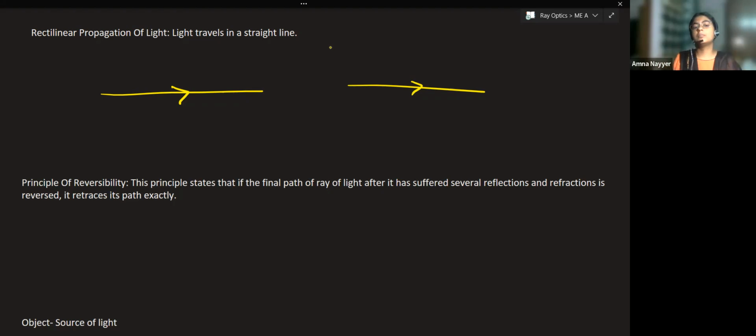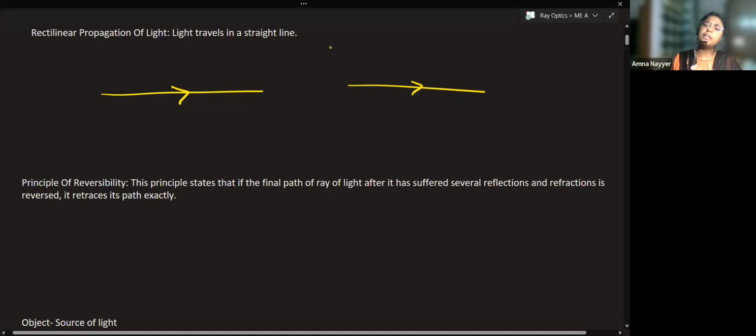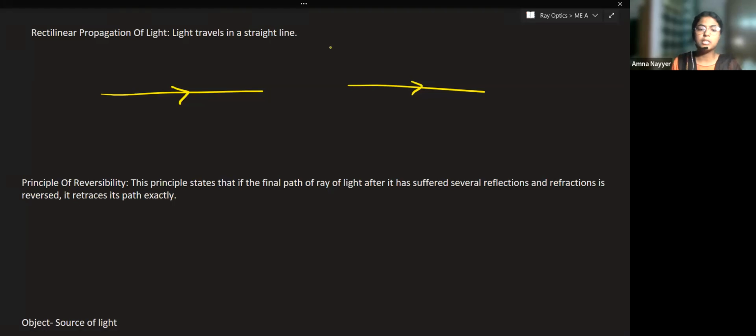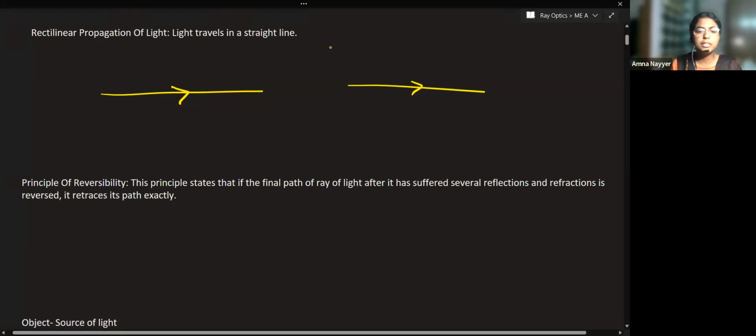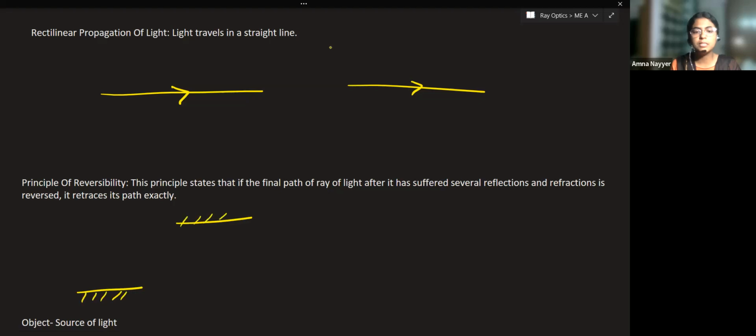Principle of reversibility is important. Any ray of light that was passing through the center of curvature retraced its path exactly. That is the principle of reversibility only. For example, let's say I have kept a certain mirror and it is placed at this angle.